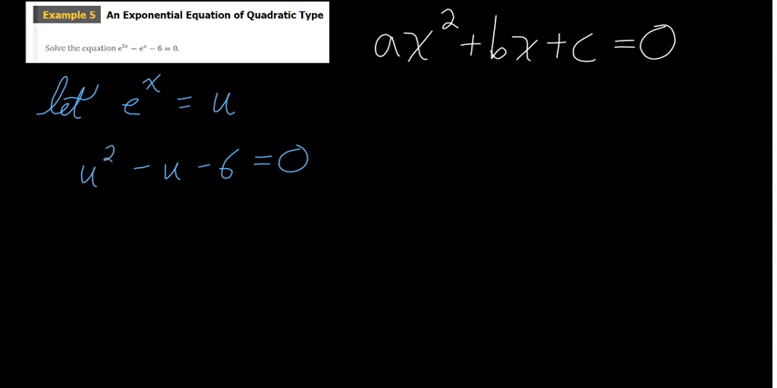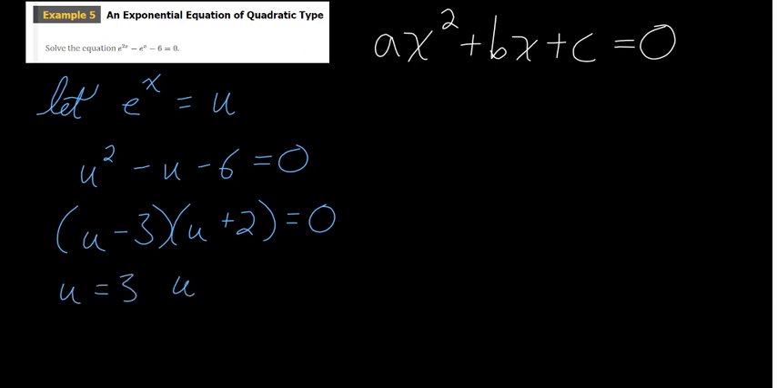If we were to factor this, it's pretty easy to factor. It's going to be u minus 3 and u plus 2, and that's going to be equal to 0. And then we end up with u is equal to a positive 3 and u is equal to a negative 2. Alrighty.